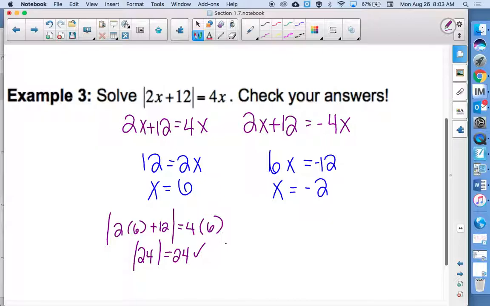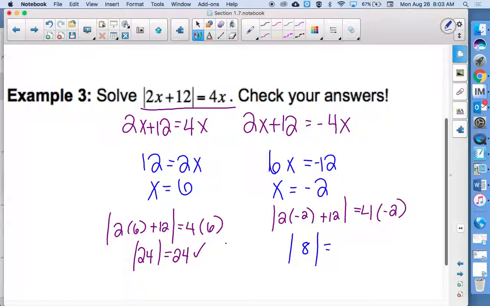The other one, doing the same thing, 2 times negative 2 plus 12, and 4 times negative 2. Again, go back to the original problem to check it. Not the 2 equations you made, but the original problem that you were given. So over here, we have negative 4 plus 12, so that makes 8. But on the other side, we have 4 times negative 2, and that's a negative 8. Does the absolute value of 8 equal negative 8? No, Josh, sorry. It does not.